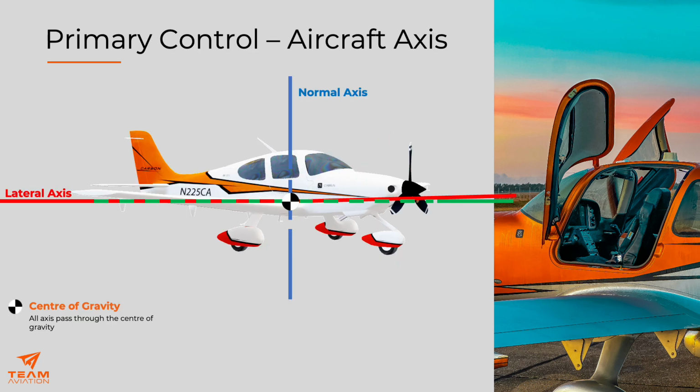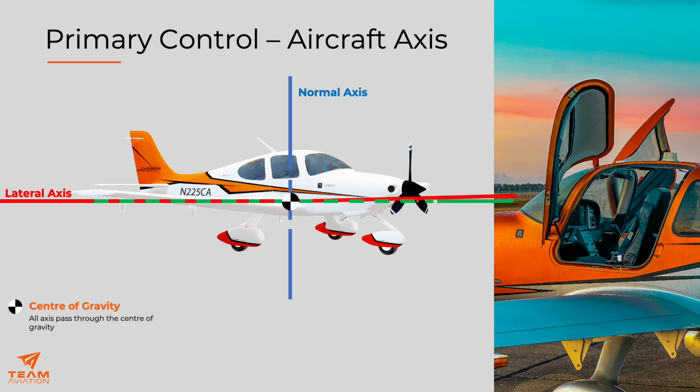Now, let's look at the three main axes of an aircraft. These are invisible lines that run through the aircraft and define how it moves in flight. First, we have the longitudinal axis, shown in green. This runs from the nose to the tail, and the movement around this axis is called roll, controlled by the ailerons. Next, the lateral axis, marked in red, runs wingtip to wingtip.